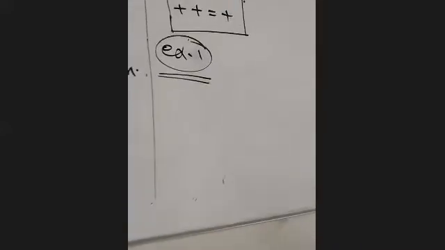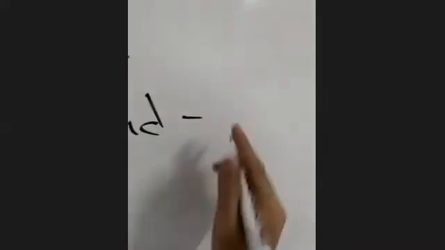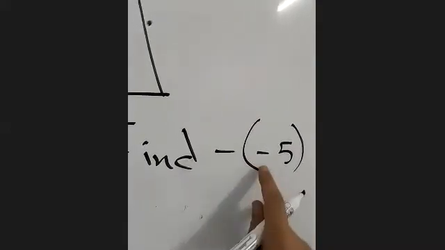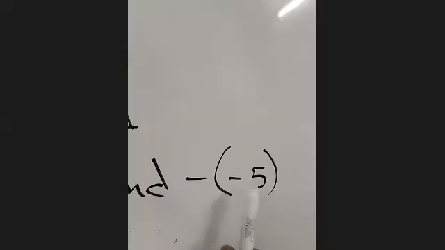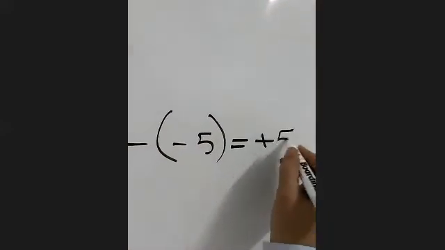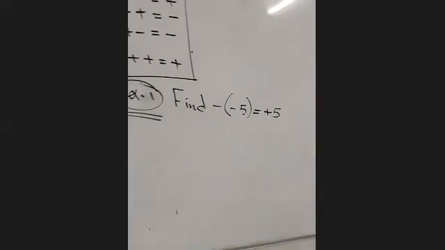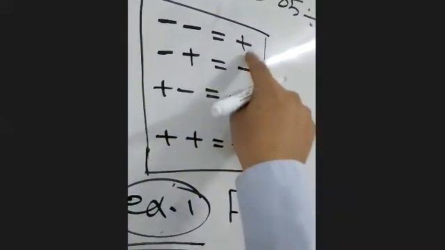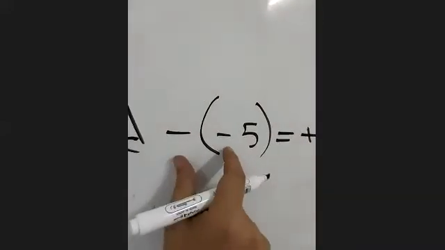Now, look here, guys. The question wants us to find negative negative 5. Let's go back to our square here. Negative negative means what? Positive. So negative negative 5 is positive 5. Got it? We are using the square here. Negative negative means positive.